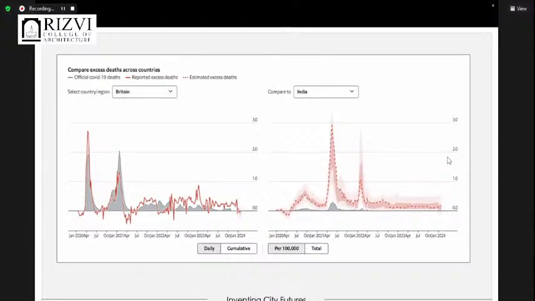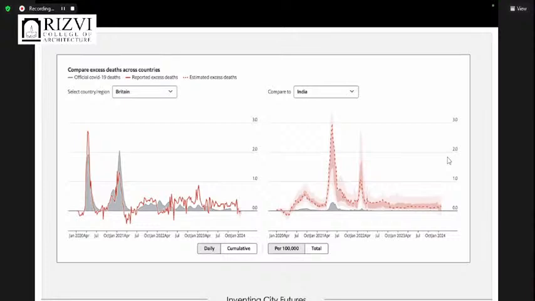Again, time on the horizontal axis, and the reported excess deaths, which is in red, and the official COVID deaths, basically in grey. And you can see that the reported excess deaths and the actual official deaths, in the case of Britain on the left, are reasonably close, but not completely close. You can see a significant difference, basically. You can see the two peaks back in 2020 and then 2021 and so on, and then the slow recovery.